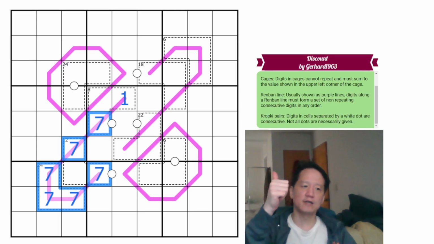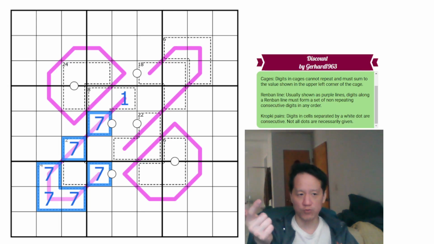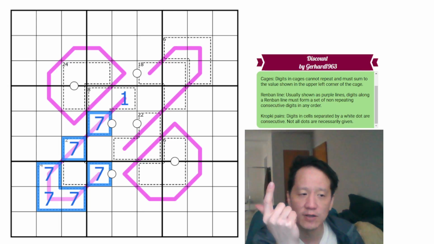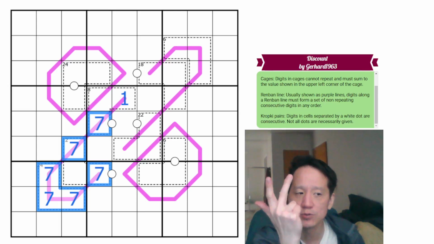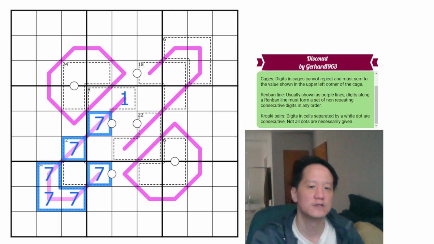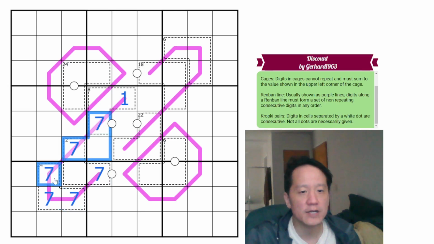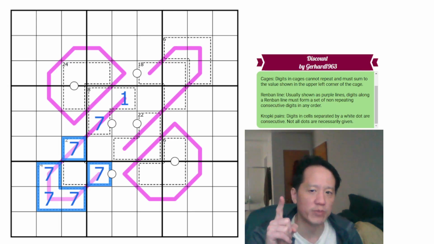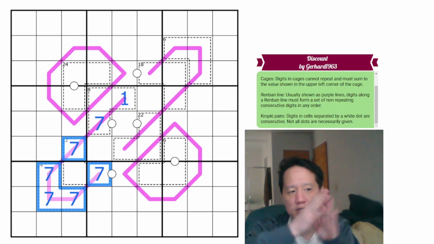1 can only be consecutive with 2, which can be consecutive with 3 or 1, but obviously 1 is already taken because you can't have a repeat. So it would have to continue up from there. It would have to be 1, 2, 3, 4, 5, 6, and 7 for all 7 digits, right? But it can be in any order, so you don't have to have 1, 2, 3, 4, 5, 6, 7. It could be just any order here. And that's how Renban lines work. Remember, you cannot have repeats on Renban lines, and they have to be all consecutive.